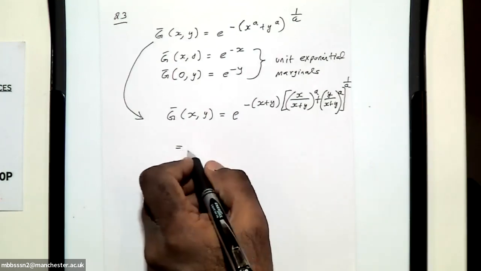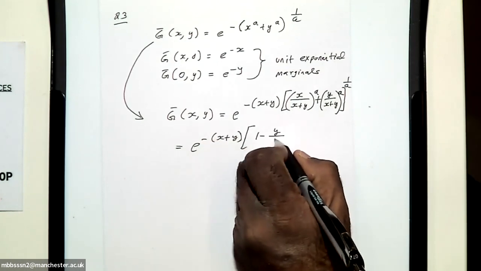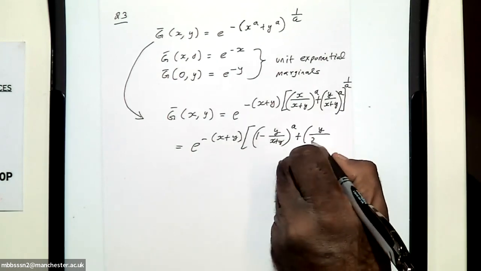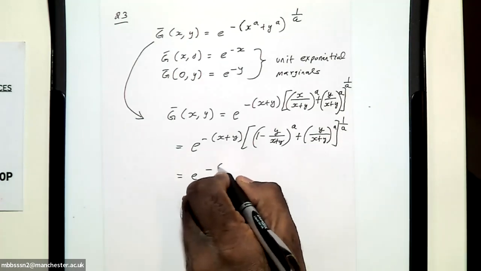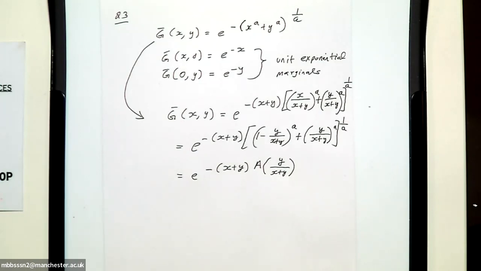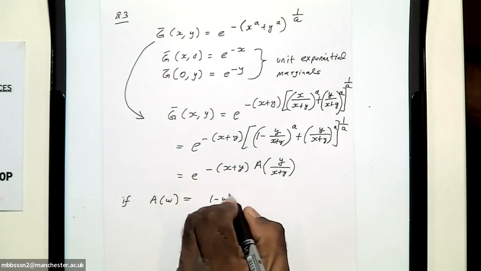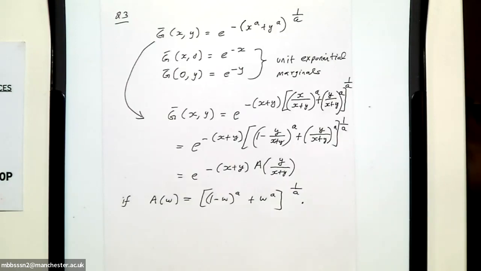Now this we can write further as e to the minus x plus y times 1 minus y over x plus y. And this is clearly equal to something of this form. A of omega is equal to 1 minus omega to the power A plus omega to the power A. So this is the function A of omega.